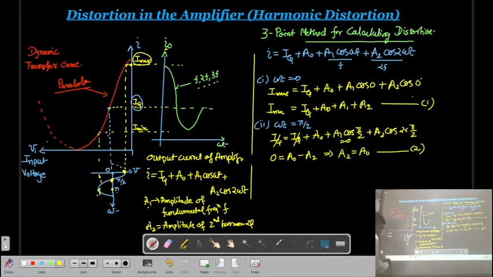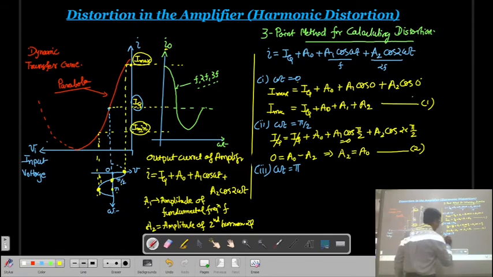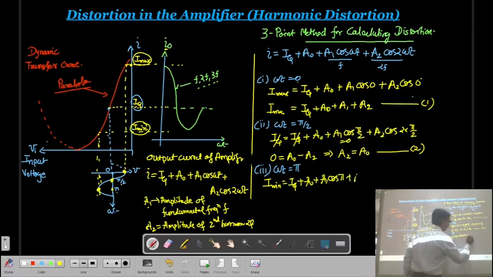Now we take a third point. What is the third point? Omega t is equal to pi. Means here, this point. And at that time whatever the current is flowing, that is the minimum current, I minimum. So here we will write I minimum is equal to IQ plus A0 plus A1 cos pi plus A2 cos 2 pi.